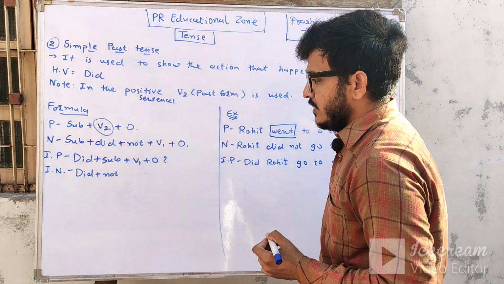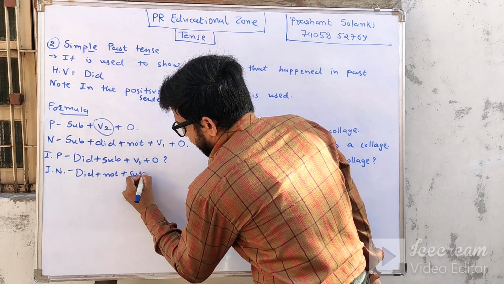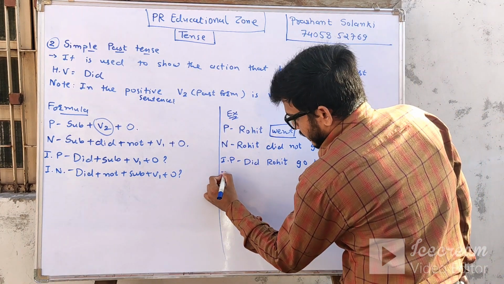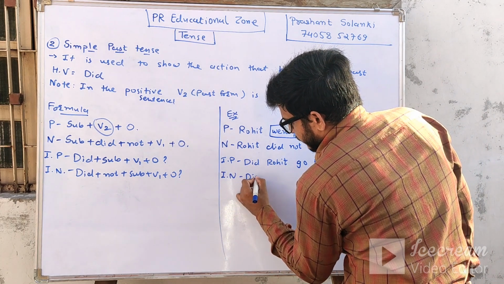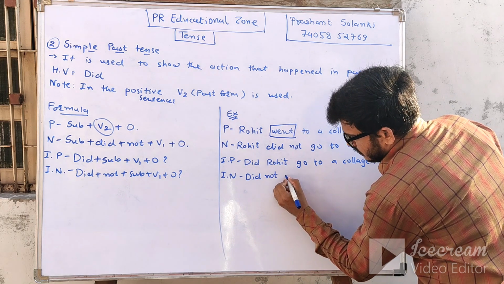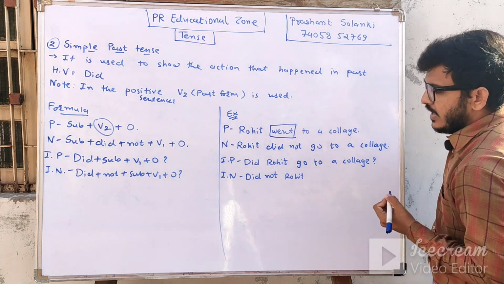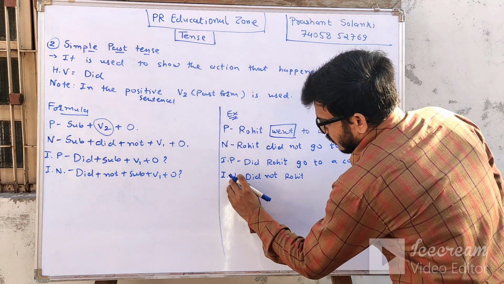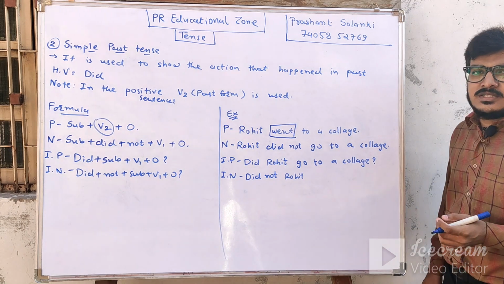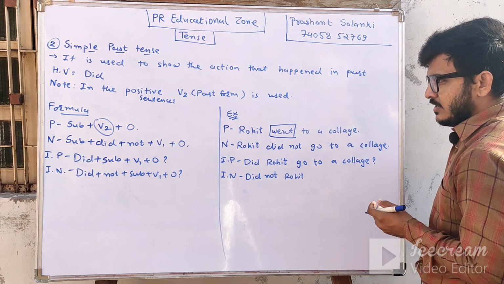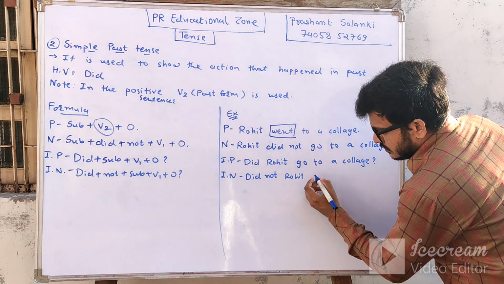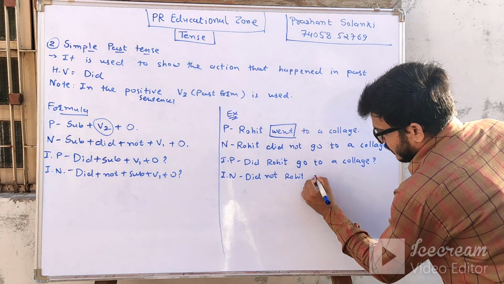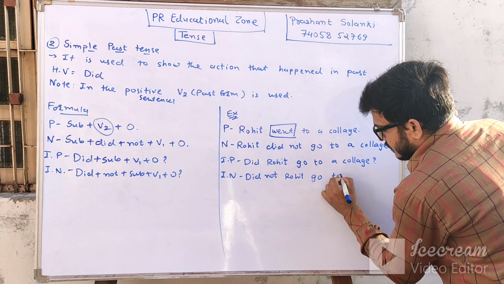Now the interrogative negative, again the helping verb comes first. So here we are using did not plus subject plus verb 1 plus object. For an example, did not Rohit go to a college? You can use any sentence in the negative way, so I am writing both the positive and negative sentences. The subject is Rohit, the verb is go, and the object is to a college.